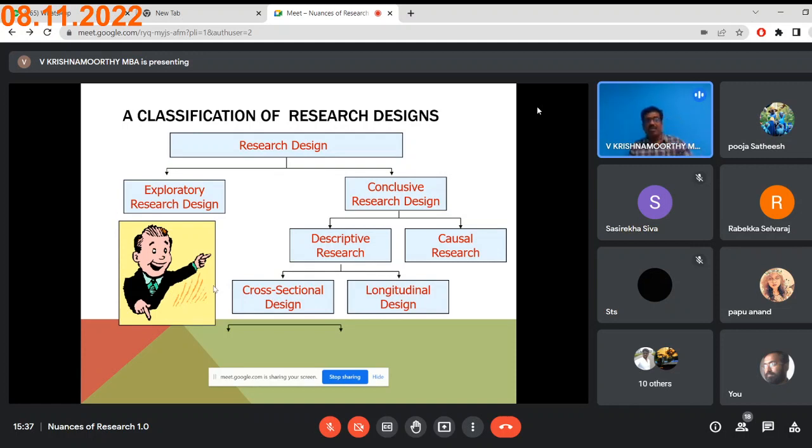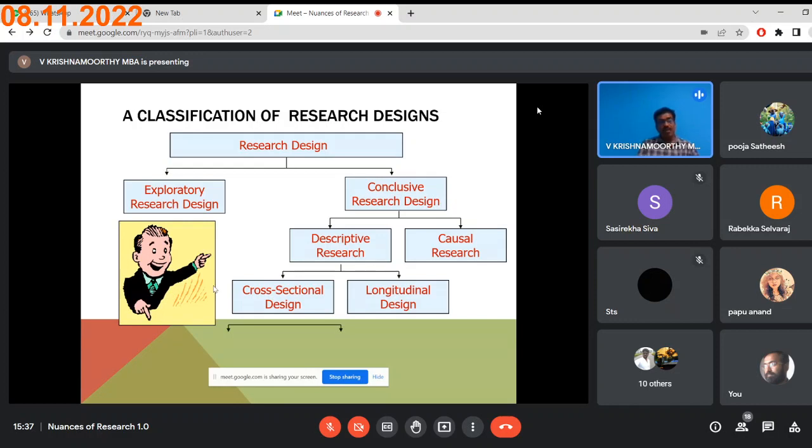The main objective of an exploratory study is to develop some variables, to develop some concepts. In case of exploratory research design, we will have only a limited number of variables, because we will have a limited review of literature.